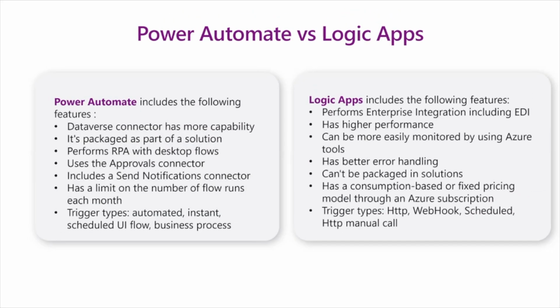For Power Automate, the Dataverse connector has more capability, is packaged as part of a solution, so you have native ALM support, can perform robotic process automation with desktop flows, can use the approvals connector, and has a send notification connector as well. And for the cost, there's a limit on the number of flows you can run each month, and it can be included with the Power Apps licenses.